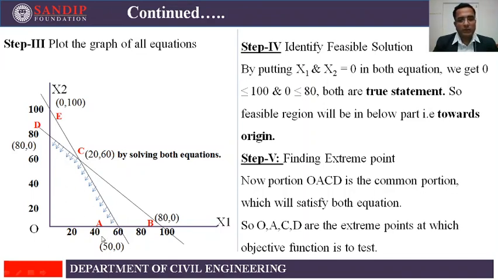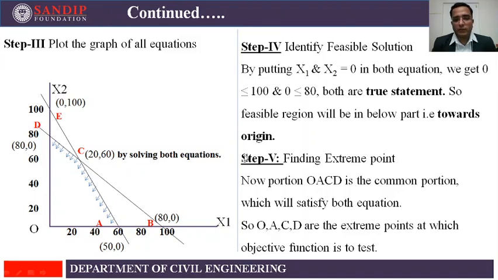Now this is the first line, this is the second line. If we chose the arrow from this point, it will not satisfy the equation for the second line. Therefore we have to find the common region which will satisfy all the equations, and this is your final feasible solution region.